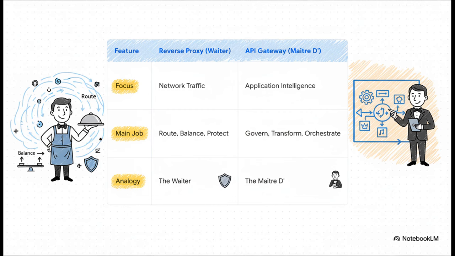It's the hard-working waiter. On the other hand, the API gateway is all about application-level intelligence. Its job is to govern, transform, and orchestrate everything. It's the intelligent maître d'. And you know, what's really interesting is that an API gateway often isn't a completely separate thing. A lot of the time, it's actually built on top of a reverse proxy. It's like you take your reliable waiter and you give them the brain and authority of a maître d'. You get the best of both worlds.